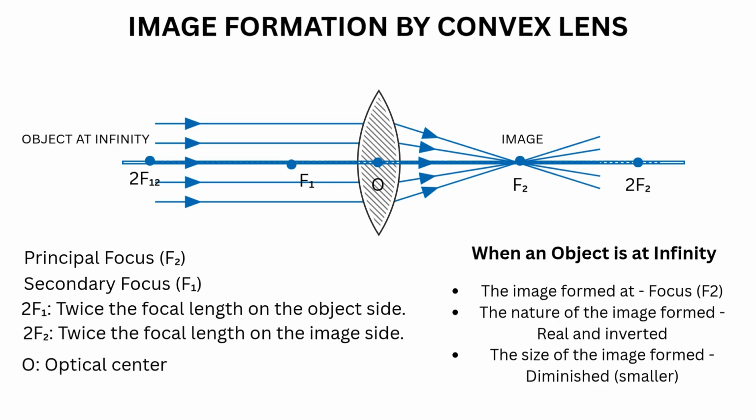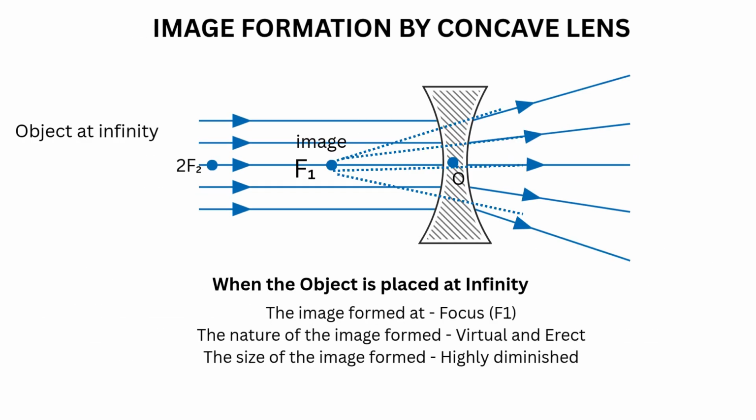A convex lens is thicker at the center and converges light rays that pass through it. It can form real or virtual images, depending on the object's position. Here in the example, the object is placed at infinity, meaning very far away from the lens. The image is formed at focus, F2. The nature of the image formed is real and inverted. The size of the image formed is diminished, or smaller in size.